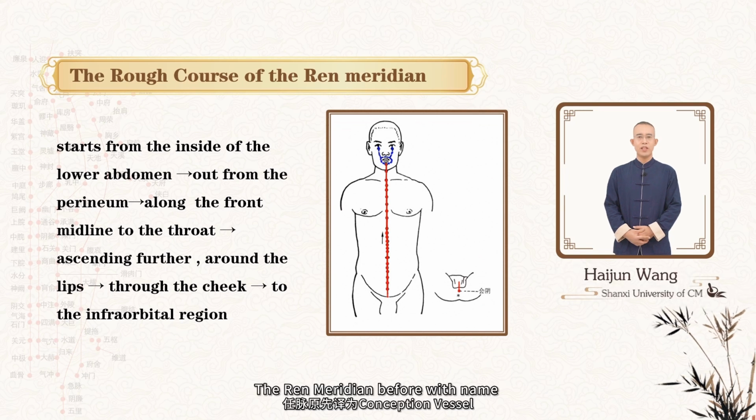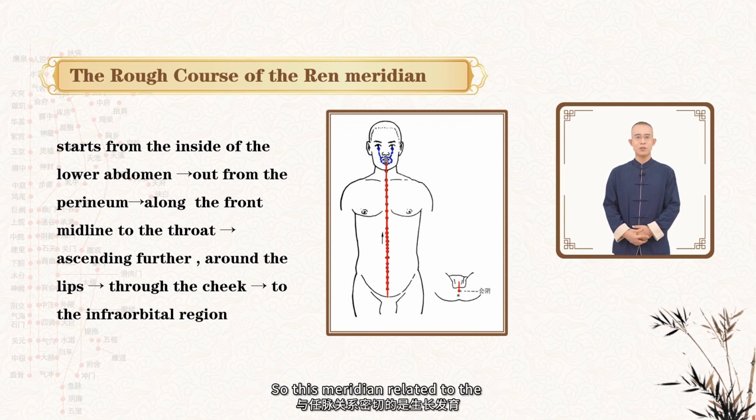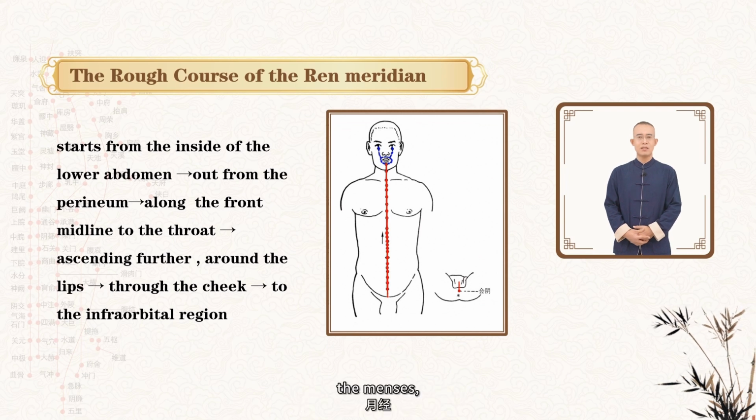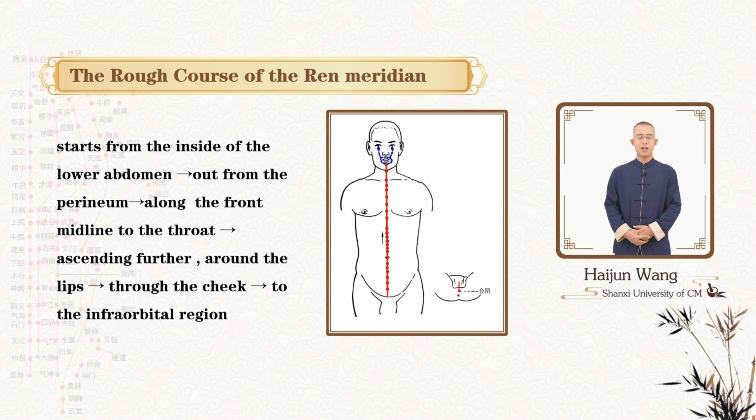The Ren meridian is also named the conception vessel. The Ren in Chinese refers to Renshen, which means conception. So this meridian is related to growth and development, menarche, and the formation of male and female characteristics.